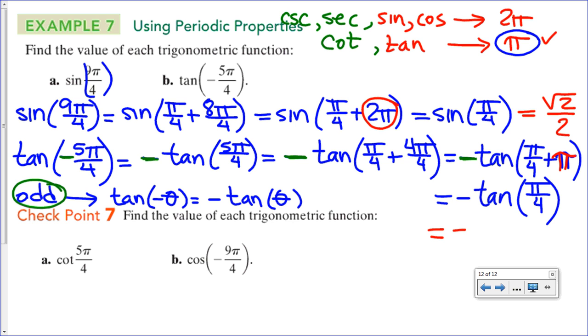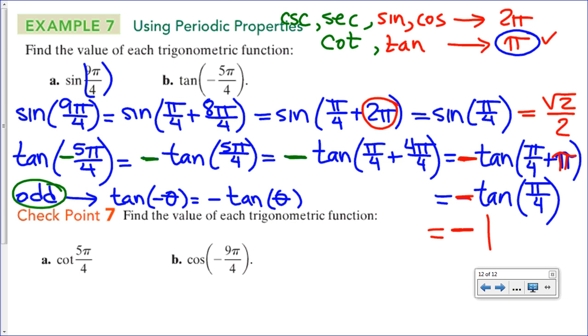Now, I hope you guys can remember what is the tangent of pi over 4. 1. Very good. Why is it 1? Because you divide square root of 2 over 2 by square root of 2 over 2. So it's 1, right? Because the sine and the cosine are the same. But keep in mind, negative, negative, negative.